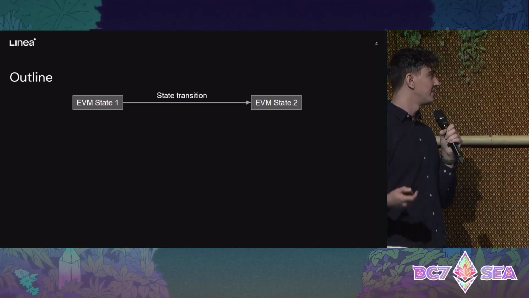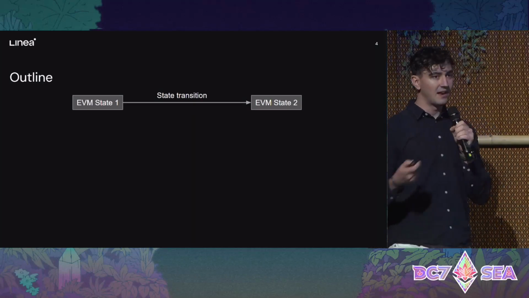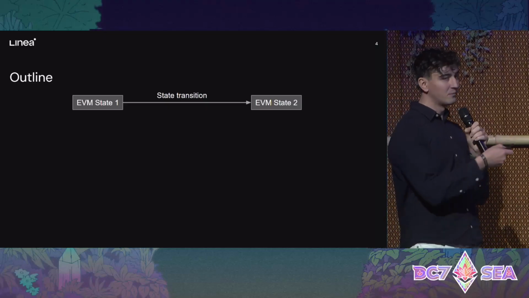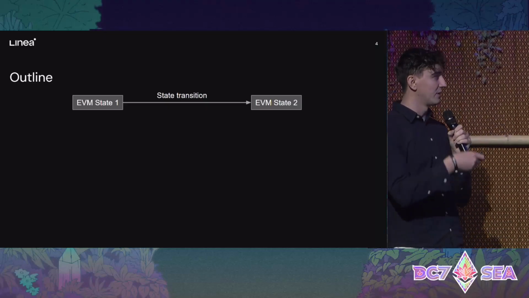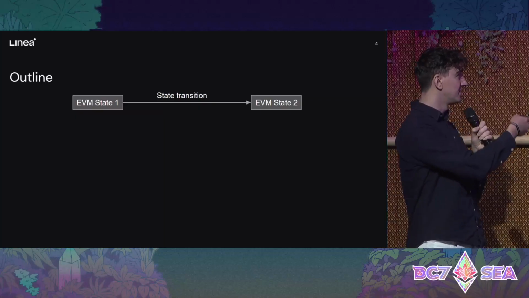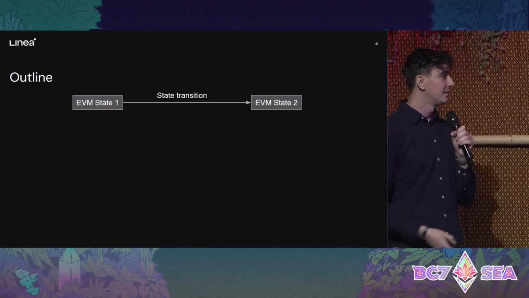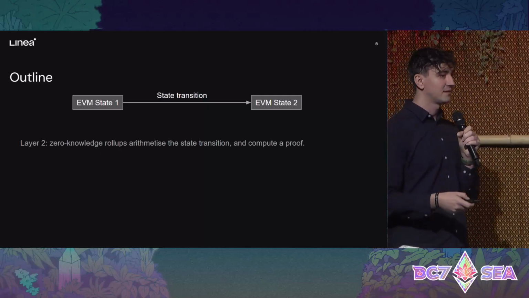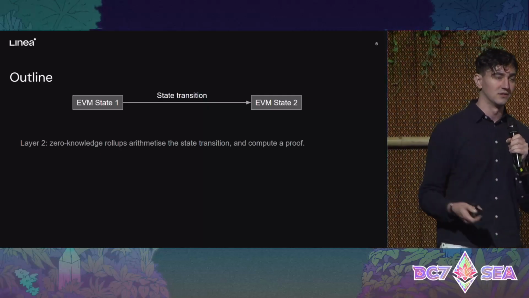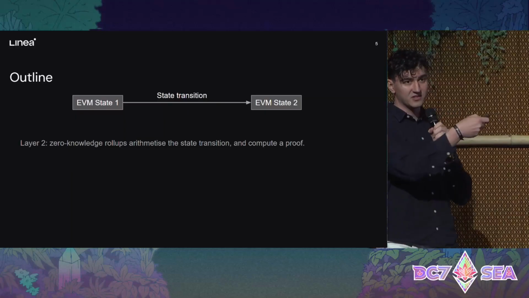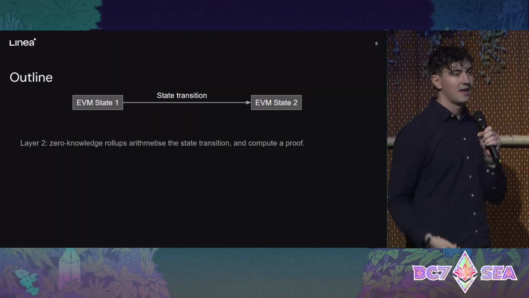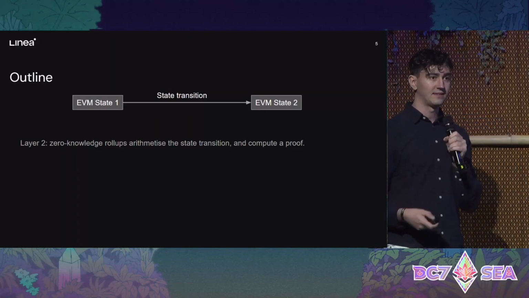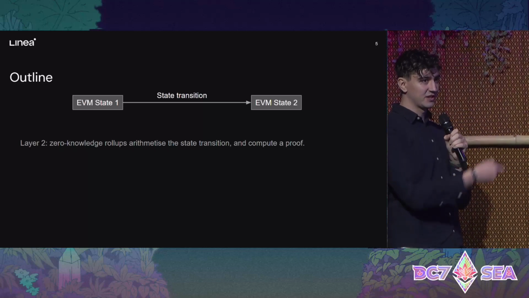So just some motivation. At the high level, we're interested in how we can move from one EVM state to another one. There is the Ethereum virtual machine state transition that basically explains how that happens. And what happens in the layer 2 rollups is that this state transition is being arithmetized, and then we compute a proof that the state transition happened properly.